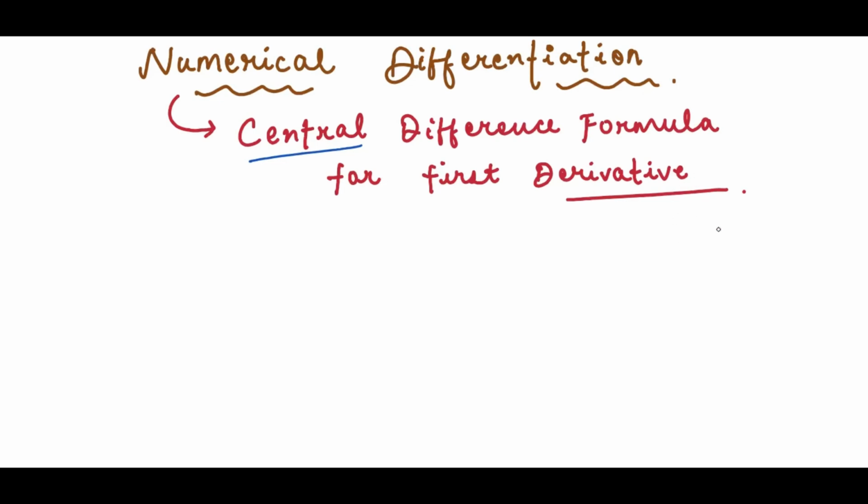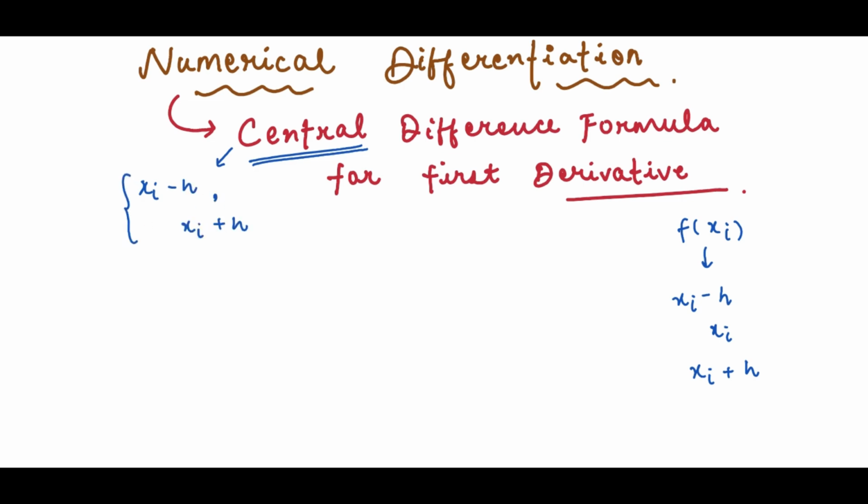So suppose we want to find the value of the derivative at x equals xi. And if we have equally spaced data, we have points such as xi minus h, xi, and xi plus h. So for the central difference formula, we use the function values at xi minus h and xi plus h. Unlike the forward formula which looks ahead and the backward formula which looks behind, the central difference formula looks equally in both directions. So that's why it is called the central difference formula. Now let's derive the formula.